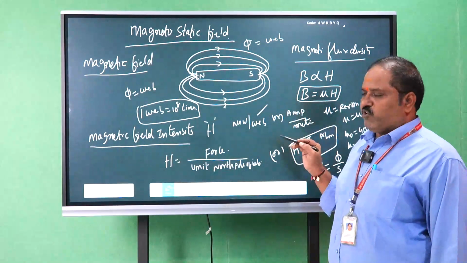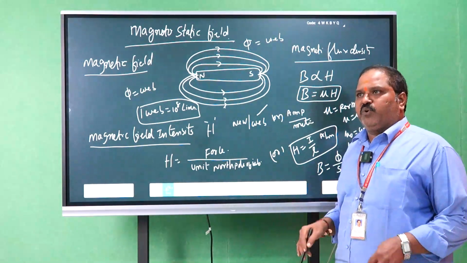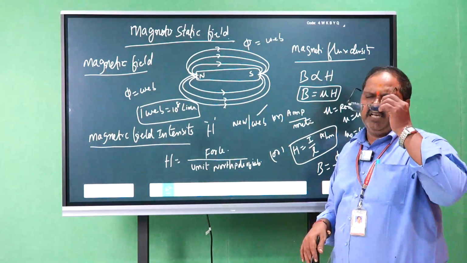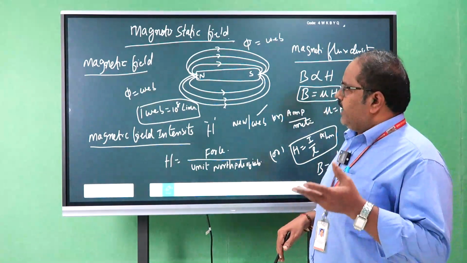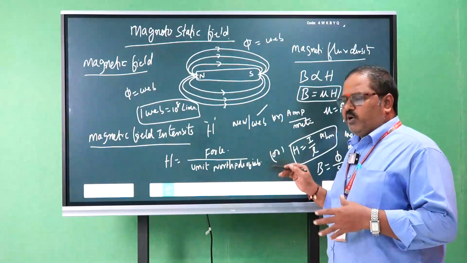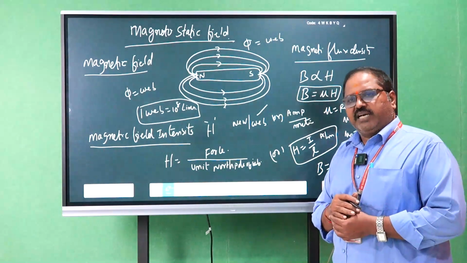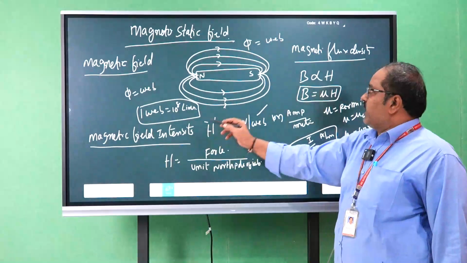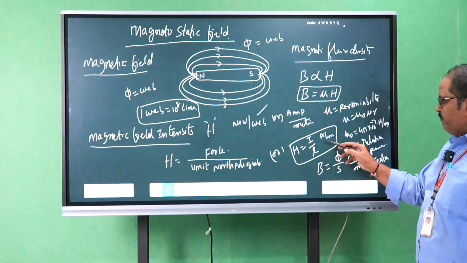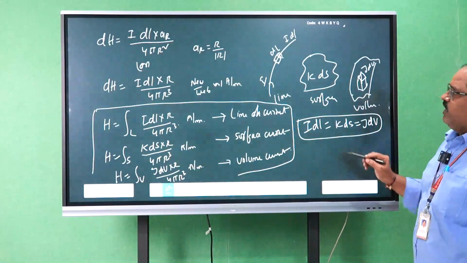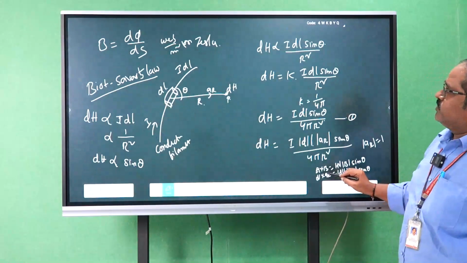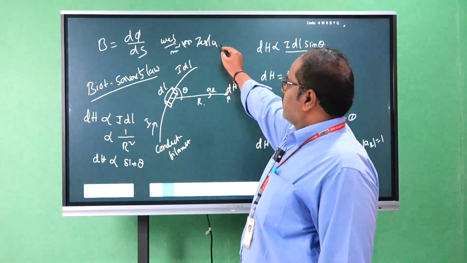Each and every point is a very important concept from the GATE point of view and the Bachelor of Technology point of view, and from the ESE point of view. All are very, very important concepts in electromagnetic waves and antennas. First, magnetic field intensity and magnetic flux density. The second one is magnetic flux density, in Weber per meter square or Tesla.